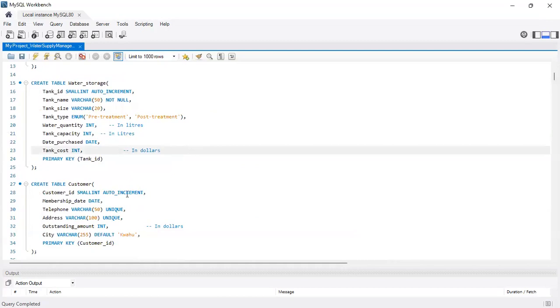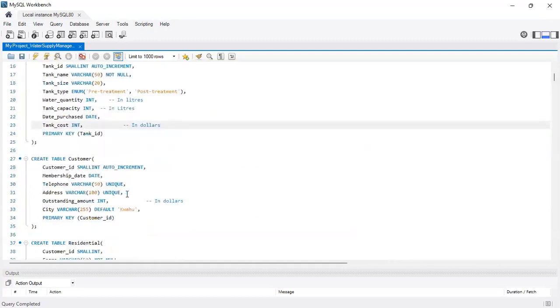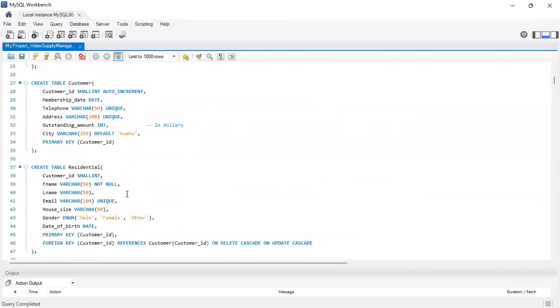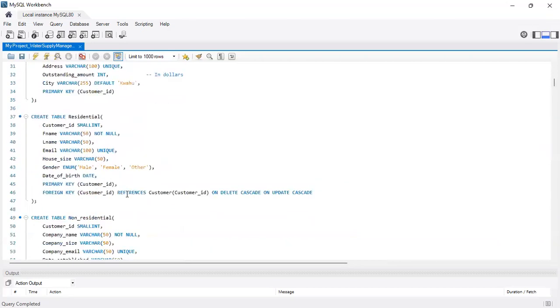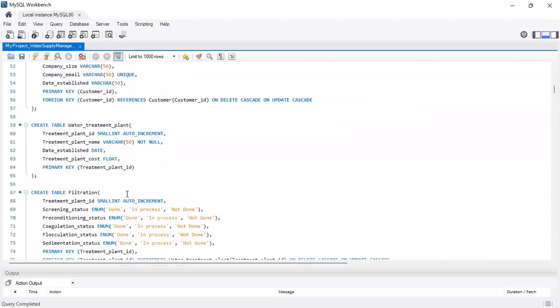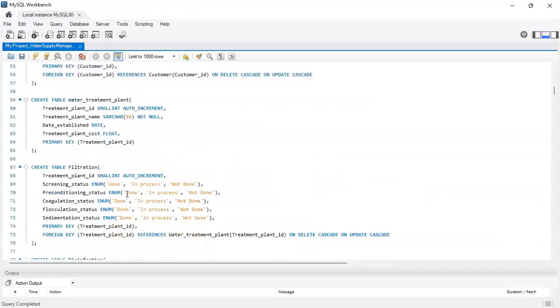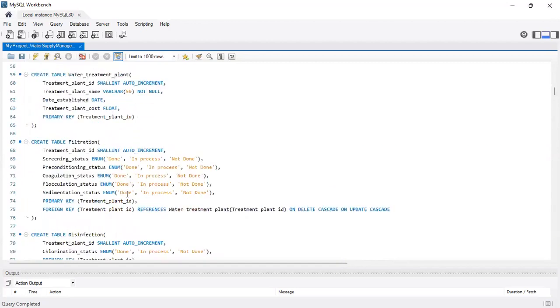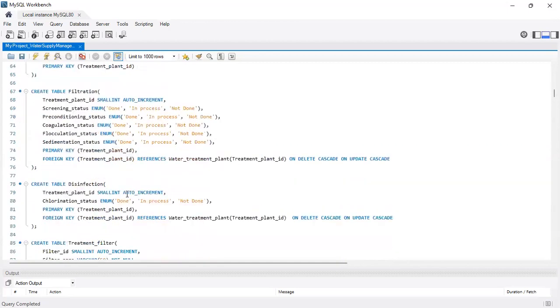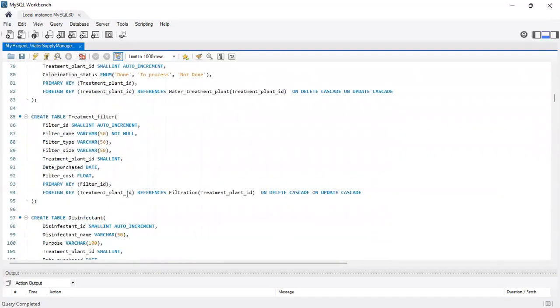And for the water storage, we have the small int, and that takes quite larger values than the tiny int. It's also auto-incremented. There are two types of water storage, the pre-treatment and the post-treatment water storage. The water quantity and the tank capacity measure the amount. The water quantity measures the amount of water in the particular tank at that particular moment, and the tank capacity measures the total amount of water that that particular tank can actually hold.